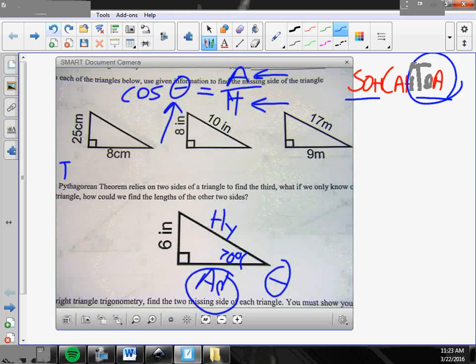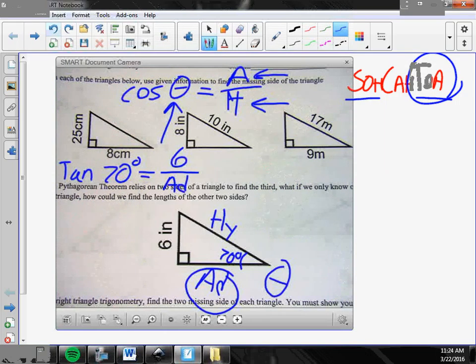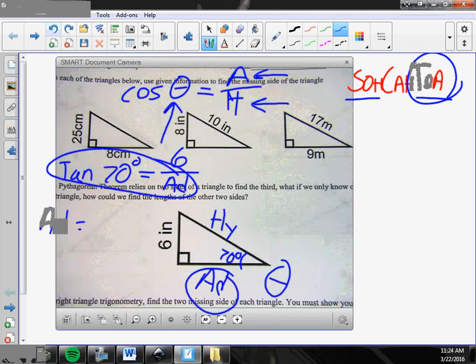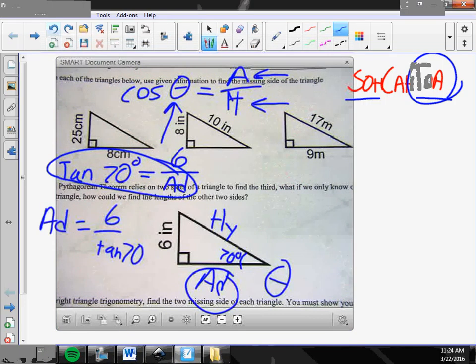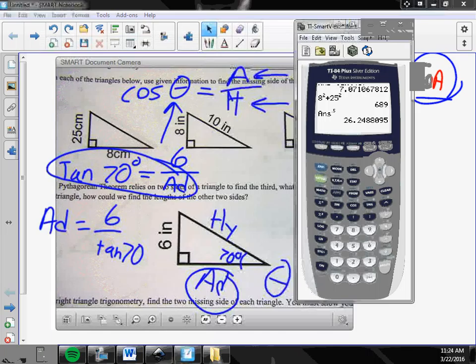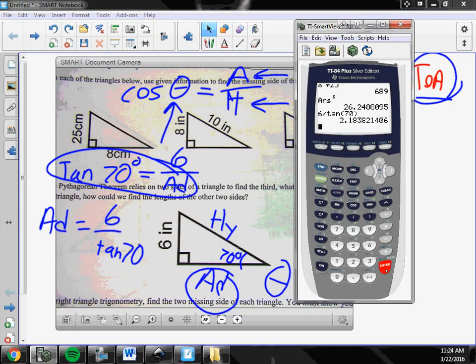So the tangent of the angle 70 degrees is equal to 6 over the adjacent. Is that a multiply or a switch problem? It's a switch problem, so I'm going to switch places with those. Adjacent equals 6 over the tangent of 70. 6 divided by the tangent of 70 is 2.81. Does that number seem reasonable?